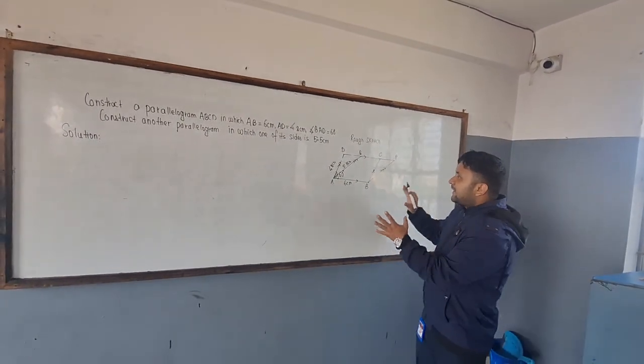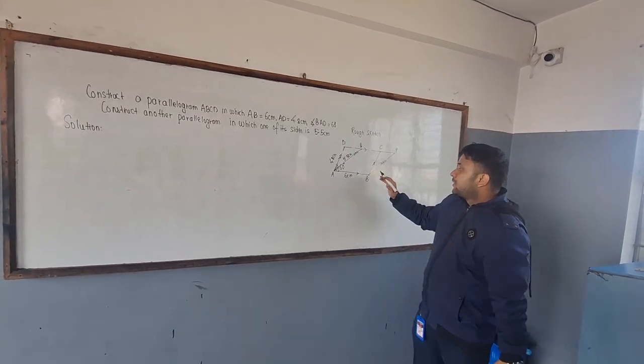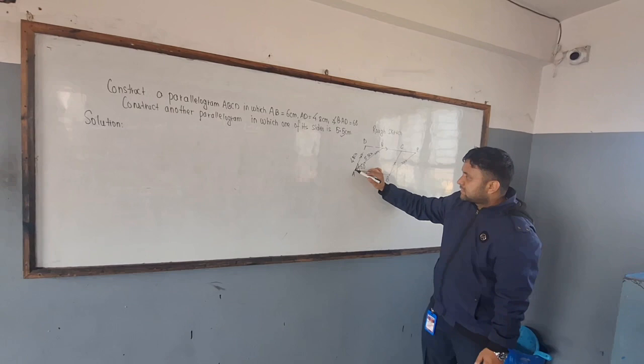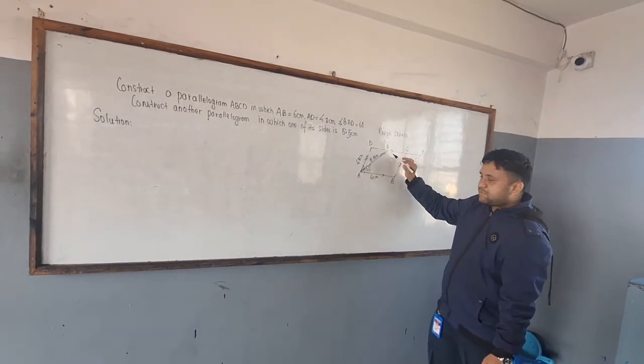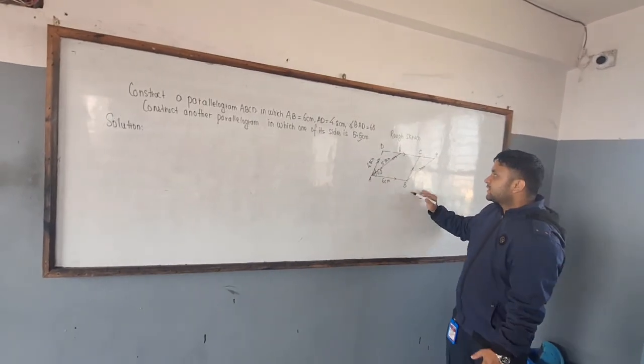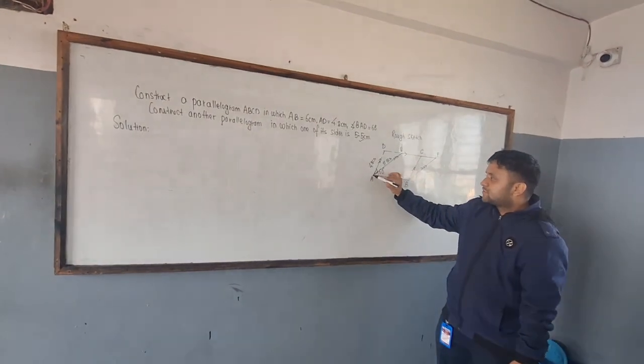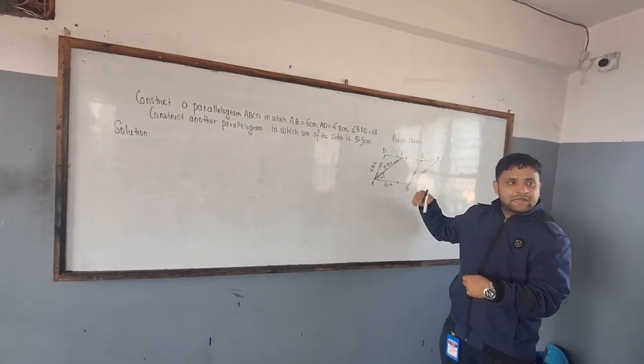Now we have to construct another parallelogram in which one of the sides would be 5.5 cm. So we have assumed this side to be 5.5 centimeter in another parallelogram. Not necessarily, you can make other sides also 5.5 centimeter, but for our convenience we assume this side to be 5.5 centimeter in our actual figure.